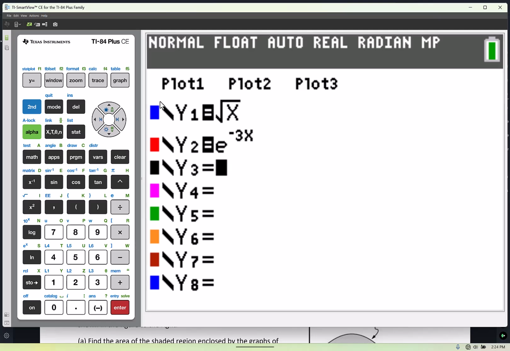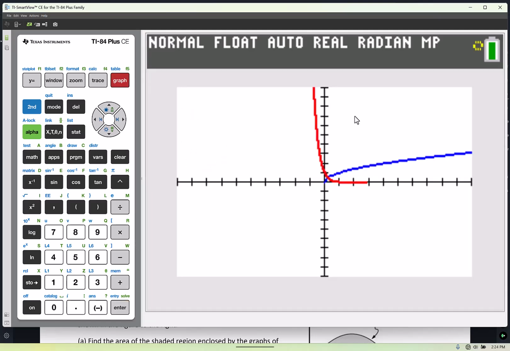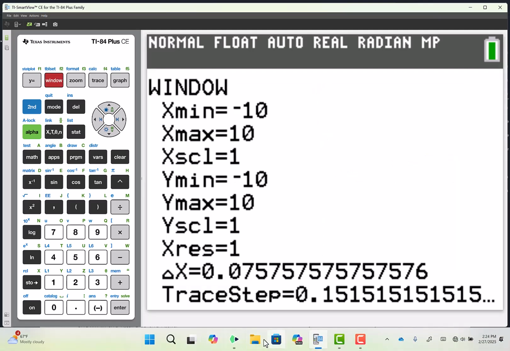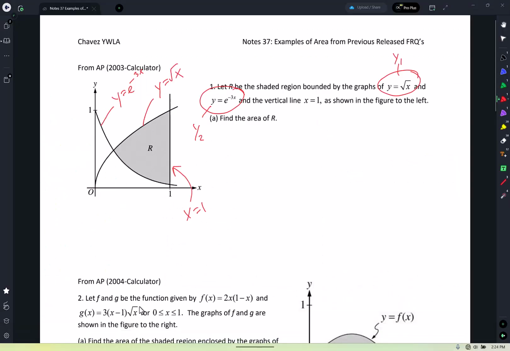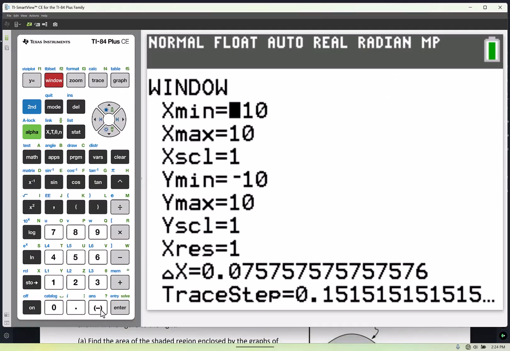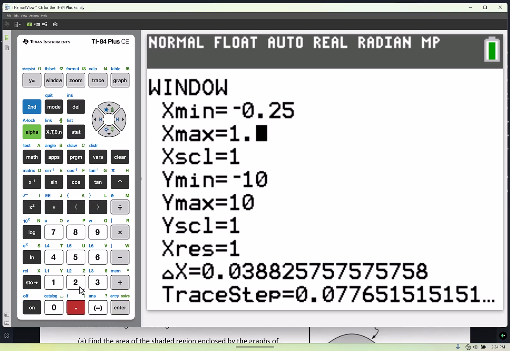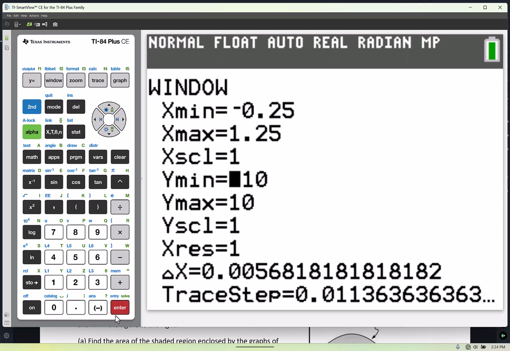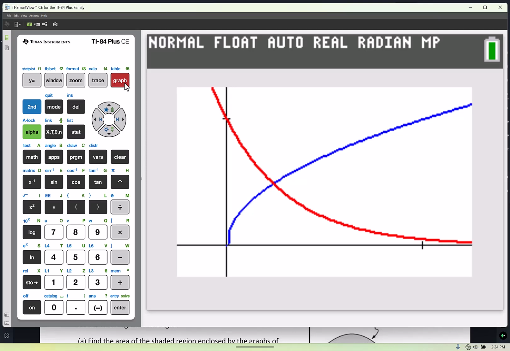And then before you push graph, if you just have it under normal, it's going to graph a very small section. Click on window and make the window like this. I'm going to say x minimum negative 0.25 to 1.25. You can make it negative 0.5 if you want. And then y minimum negative 0.25 to 1.25. So let's see how it looks. Graph. Yeah, that looks pretty good. I think we could have made it look better, but it looks pretty good.